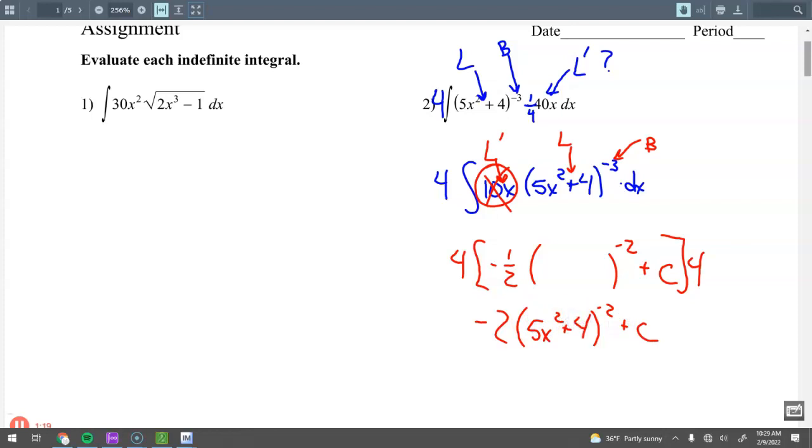And then if you want to check it, take the derivative. We should check it. Bring down the -2, so we're going to take the derivative. So the derivative would be -2 times -2 is 4. Leave the little guy alone. Reduce the power by 1. Multiply by the derivative of the inside. Did we end up with what we started with? We did, because that's 40x, right? Yeah.